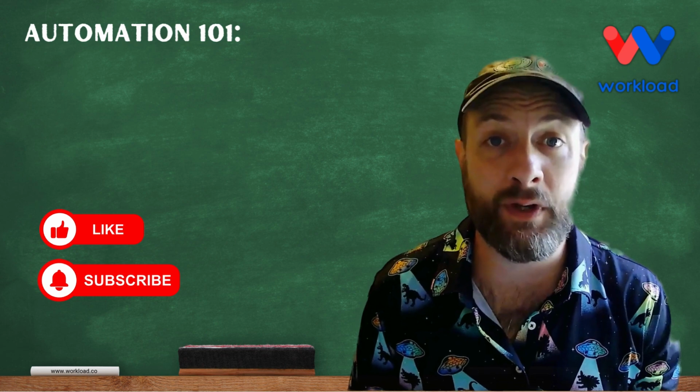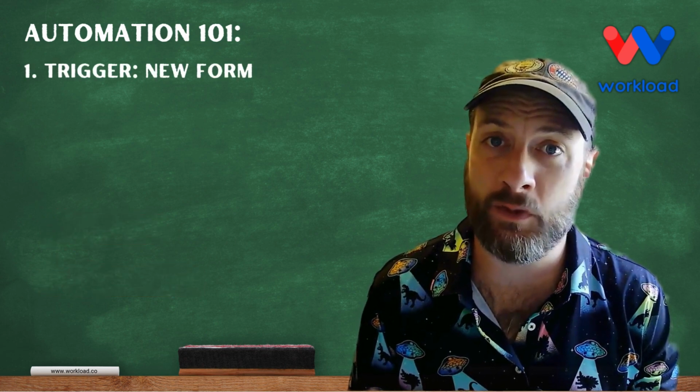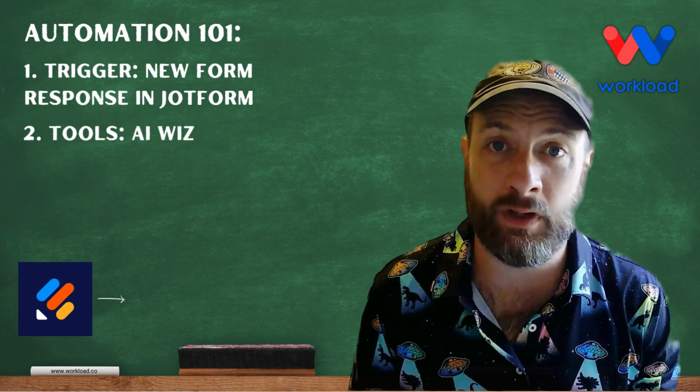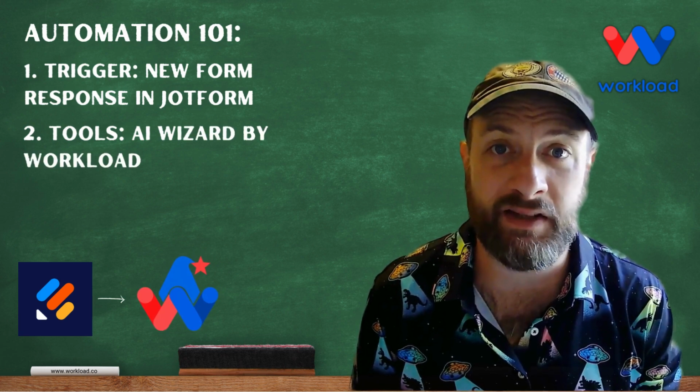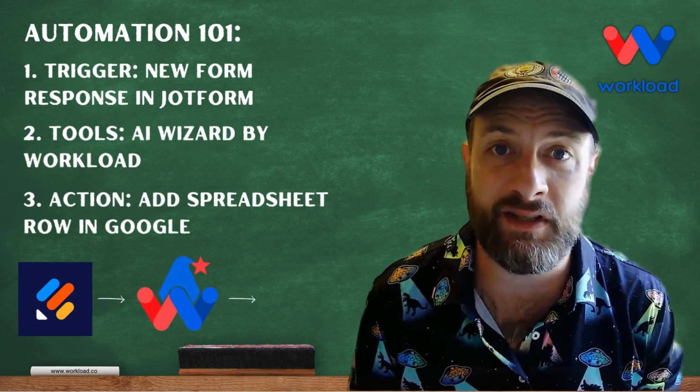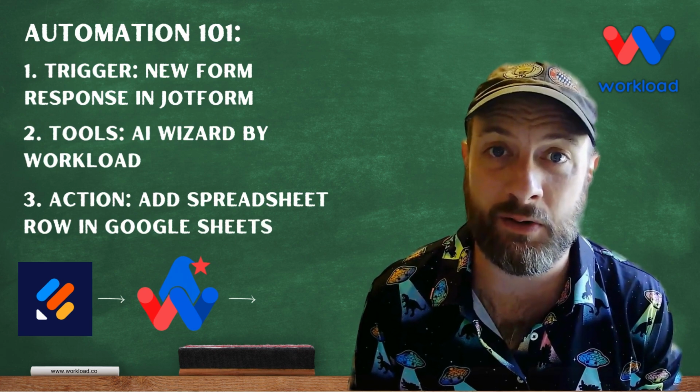In this video, we'll be building a workflow starting with a new form response in Jotform. Then we'll be using the AI wizard by Workload to interpret the responses as either positive or negative. Then we'll be adding all of those details to a new spreadsheet row in Google Sheets.